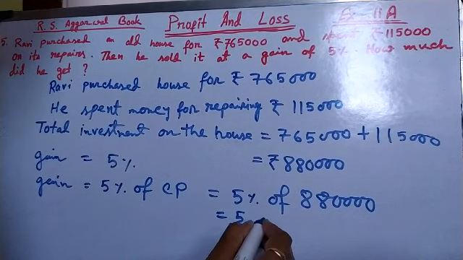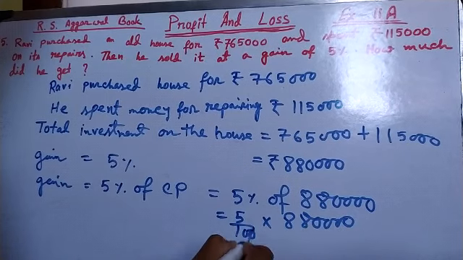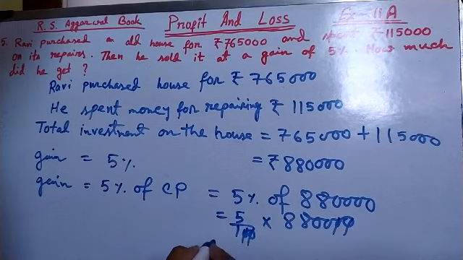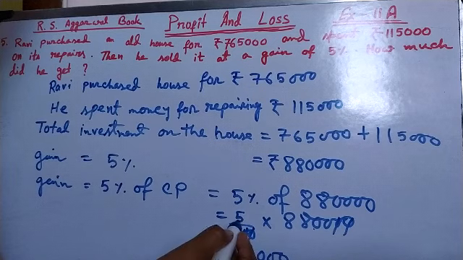5 by 100 into 8,80,000. Two zeros will be removed. Then rupees this one. This is his profit.